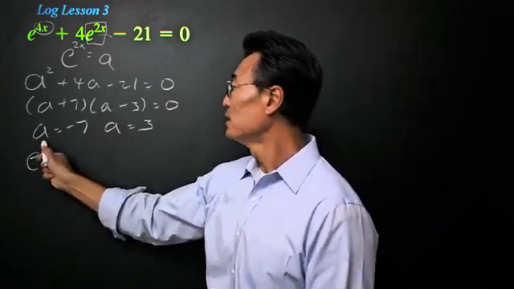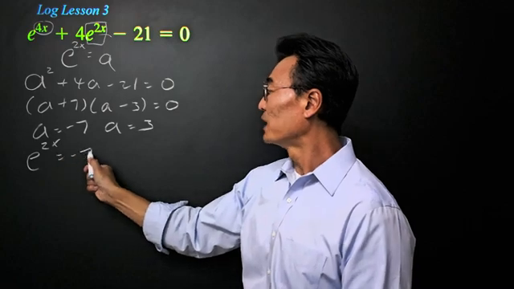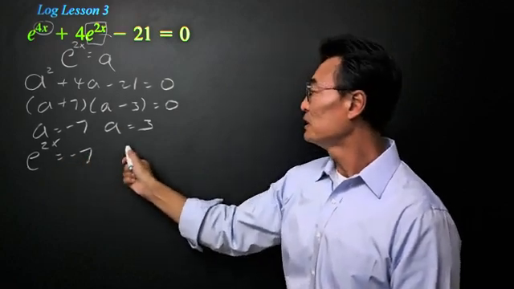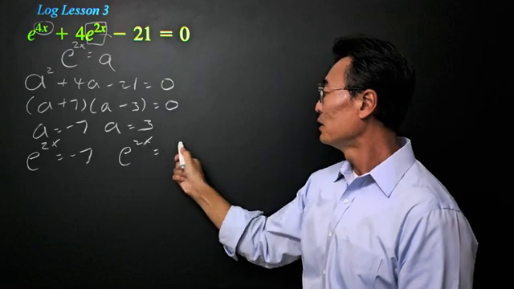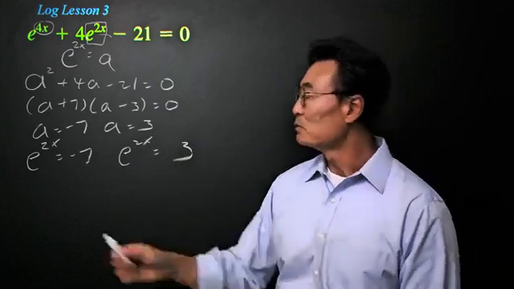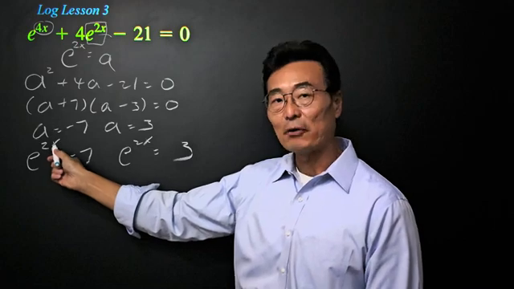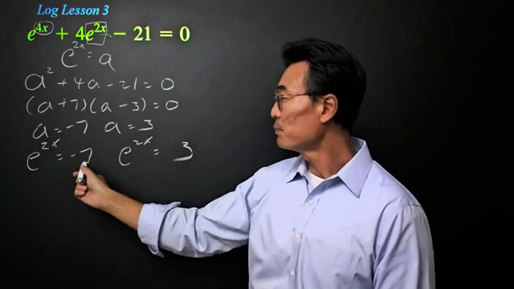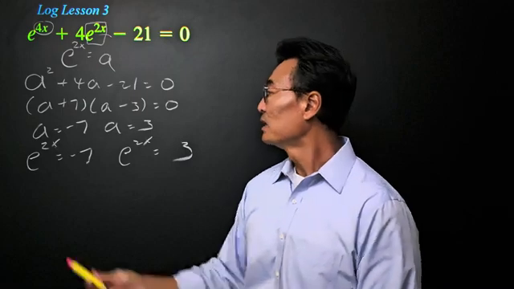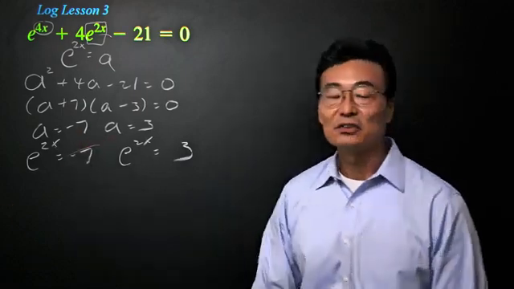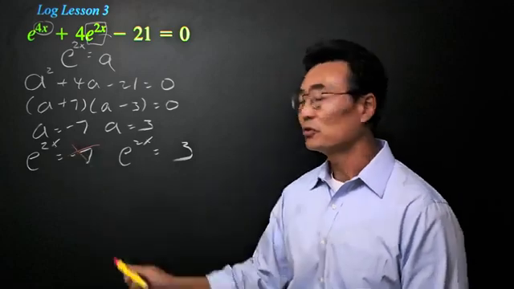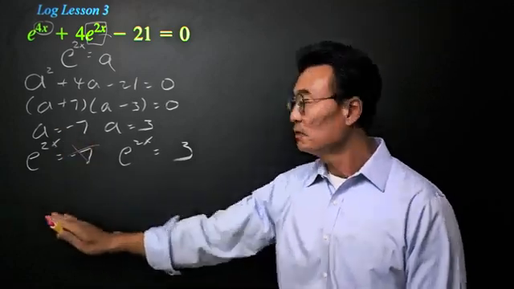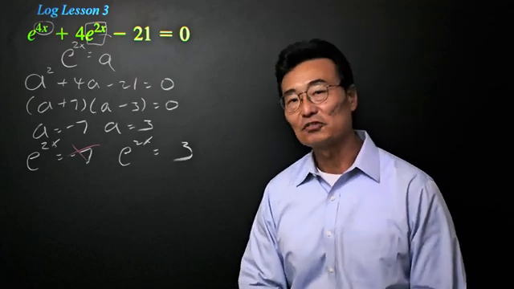So we get e to the 2x power equals negative 7. And also here, e to the 2x power equals 3. As I said before, anything to an x power or to an exponent cannot be a negative value, meaning e to the negative 7 cannot be part of our solution. So we're going to leave that out and focus on e to the 2x equals 3.